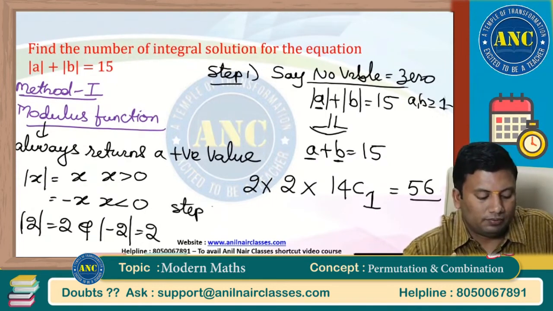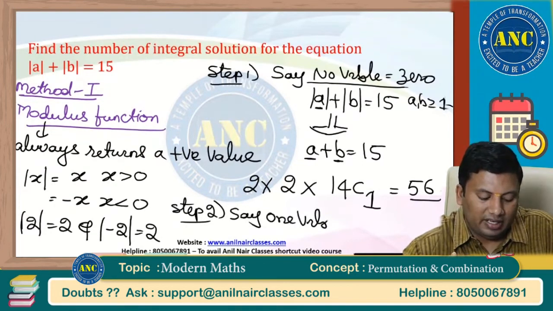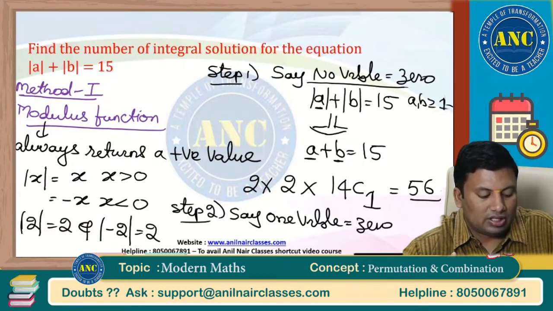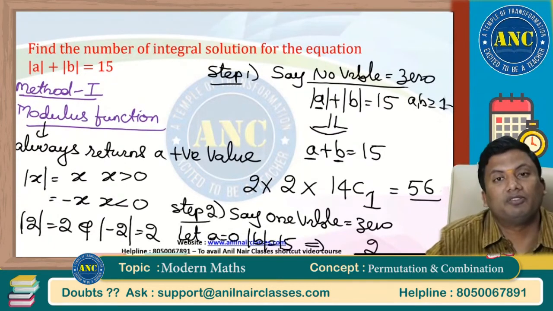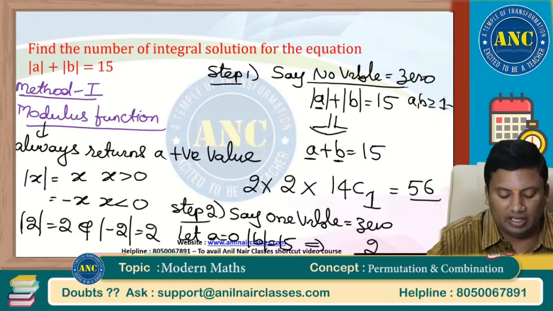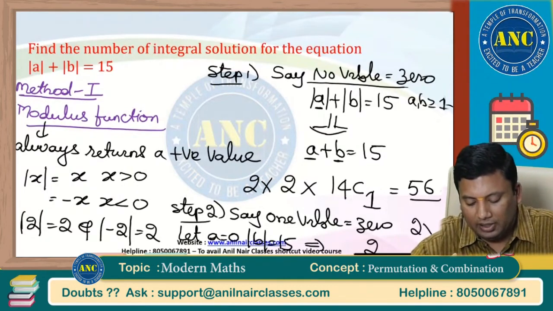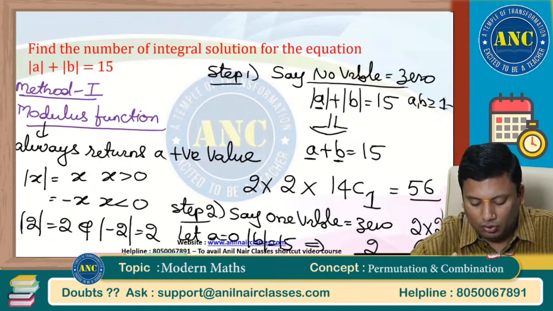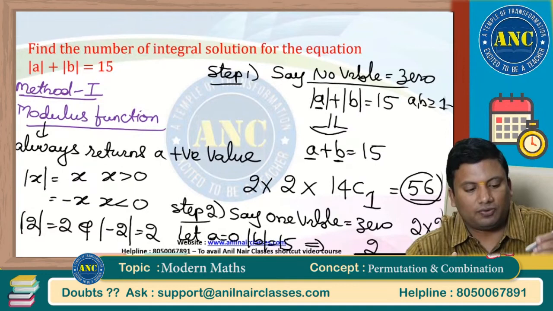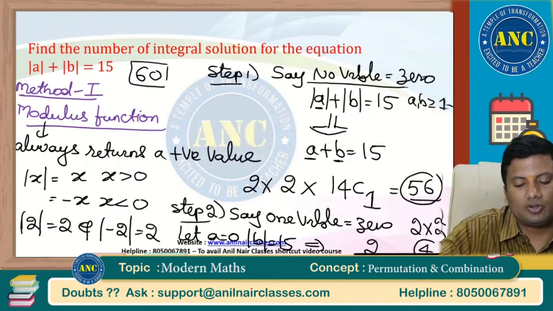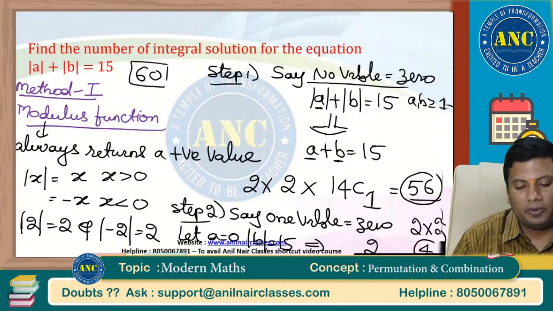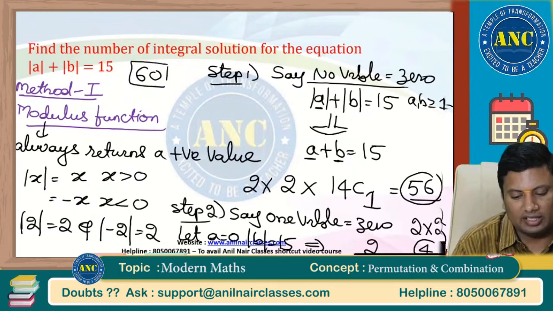Step number 2. Say one variable is 0. If one variable is 0, let A be equivalent to 0, mod B equivalent to 15. 2 cases I will get. Mod of 15 is 15, mod of minus 15 is 15. Similarly, A can be 0 and B can be 0. 2 2s are 4. So 56 plus 4. What is the answer for this question? 60. Answer for this question is nothing but 60. I hope it is clear.